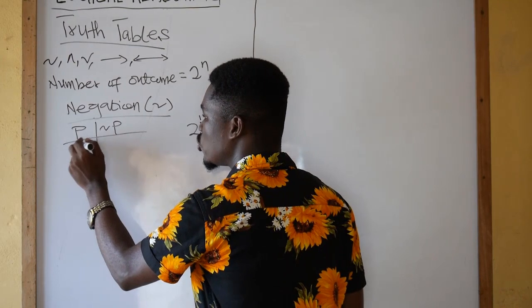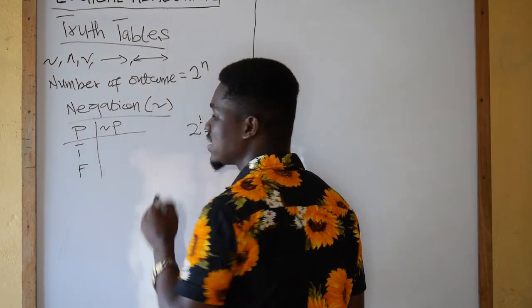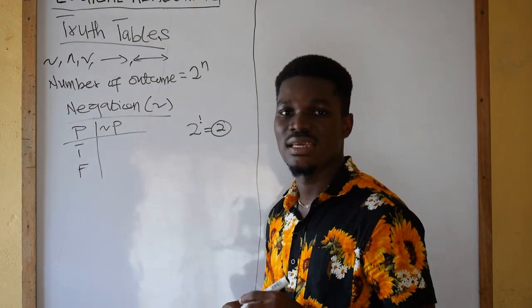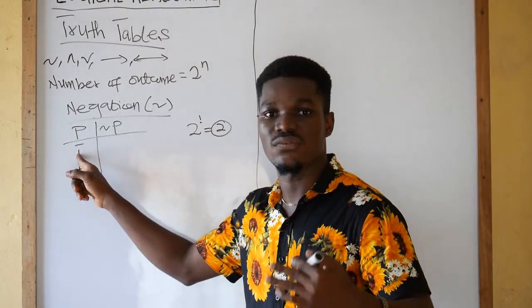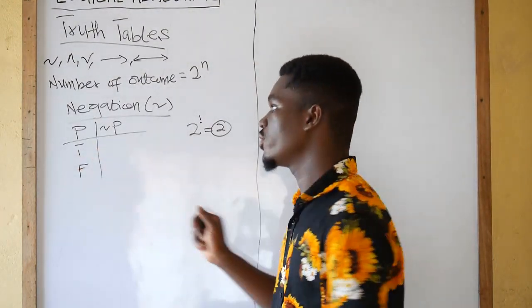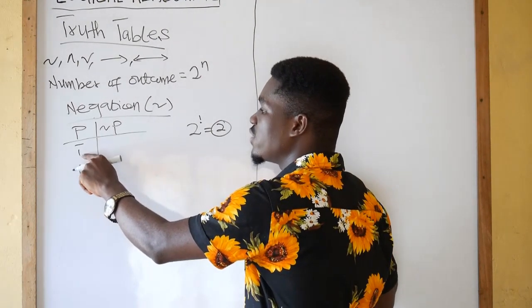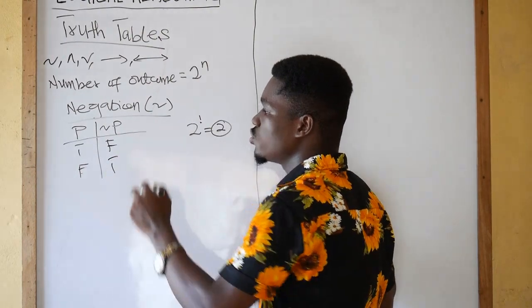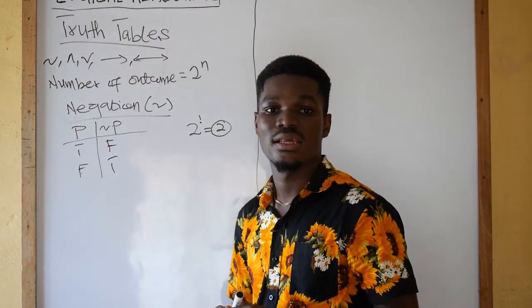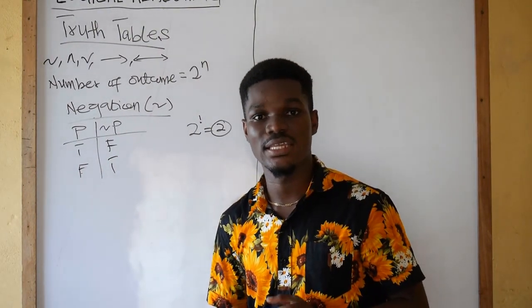So we have true, false, that is for P. And not P, that's the negation of true. The negation of true is false and vice versa. So not P, if it is true, it becomes false. The negation of false is true. So that is for the not operator or the negation.